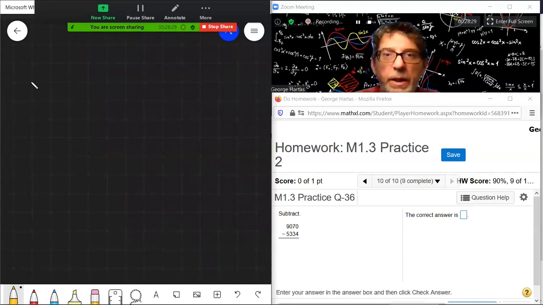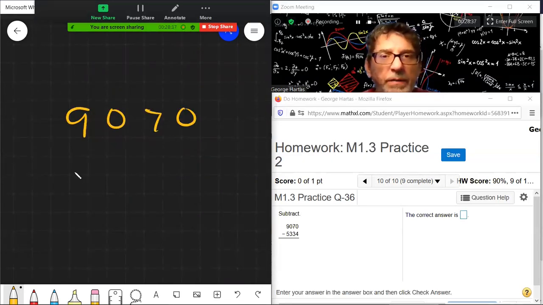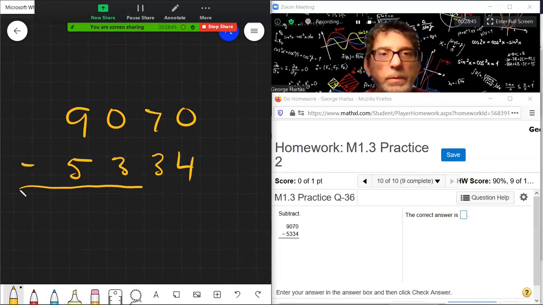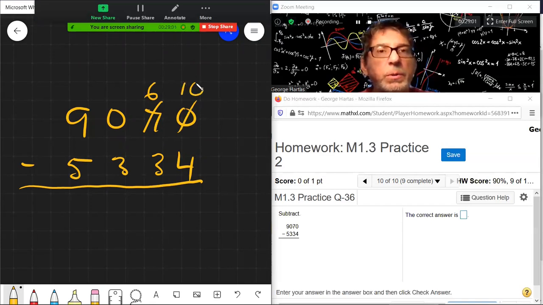All right, so our last problem here, we got 9070 minus 5334. Zero minus 4. Nope, cannot do that. The 0 is too small for the 4. We got to borrow from the 7. The 7 becomes a 6. The 1 that we borrowed from the 7 changes the 0 into a 10. Now we can subtract. 10 minus 4 is 6.